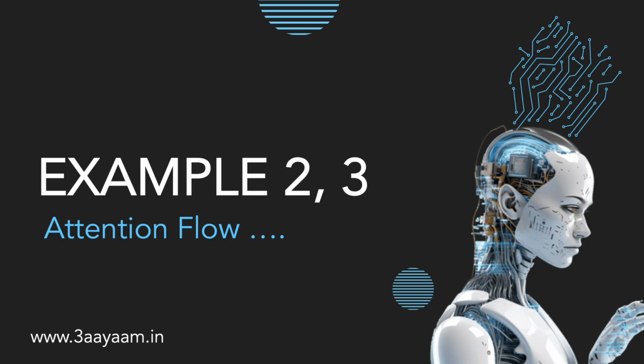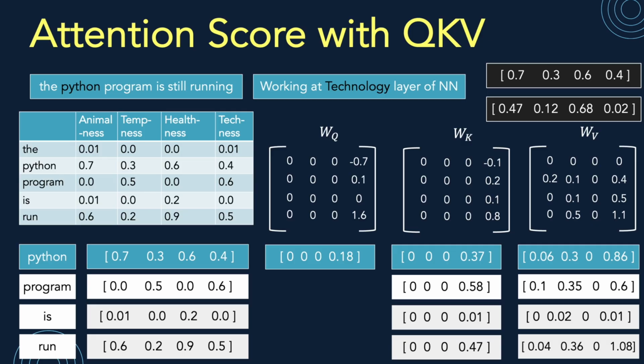Let's look at a few more examples to understand attention flow. The reason I'm emphasizing this so much is that if you understand self-attention, then you'll be able to understand the entire transformer architecture, because this is the most complex part of the transformer architecture. So let's look at this. I'll be finding out the context vector of the word Python in the technology layer.